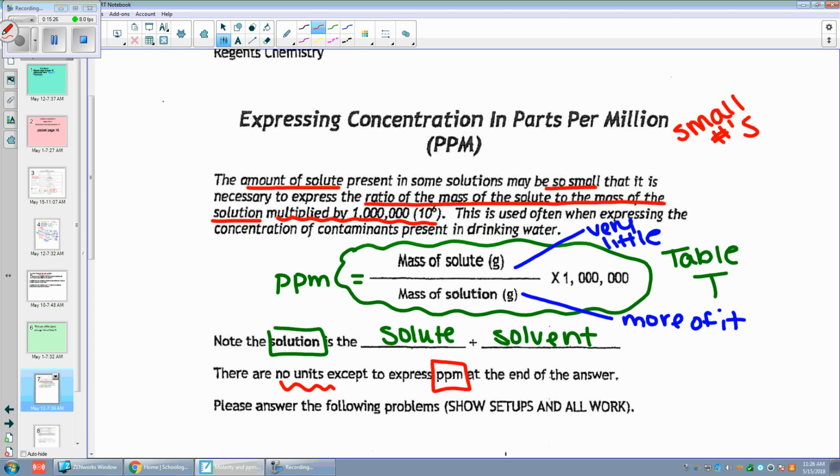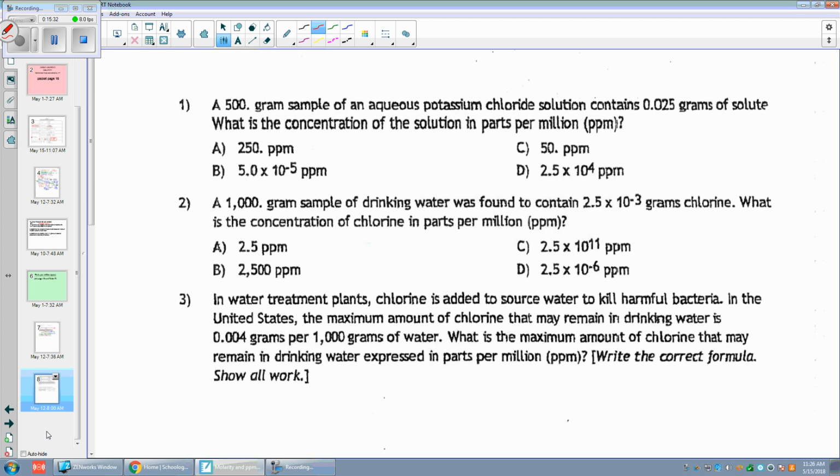And if you flip to the very next page, we're going to try some problems. So this is page 20. So a couple of problems that I want to try. Let's look at the first one so you can get a feel for these types of questions. It says I have a 500-gram sample of an aqueous potassium chloride solution, and it contains 0.025 grams of solute. What is the concentration of the solution in parts per million, ppm? So generally the questions are going to reference parts per million.